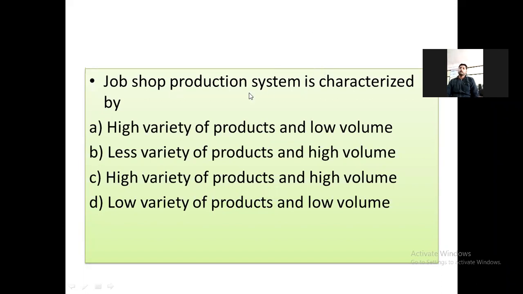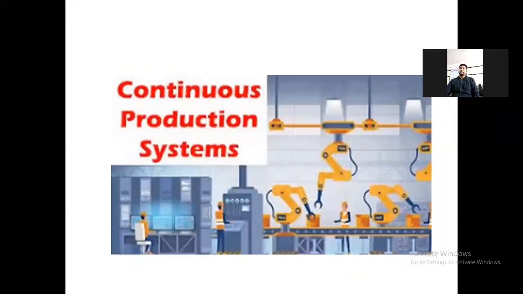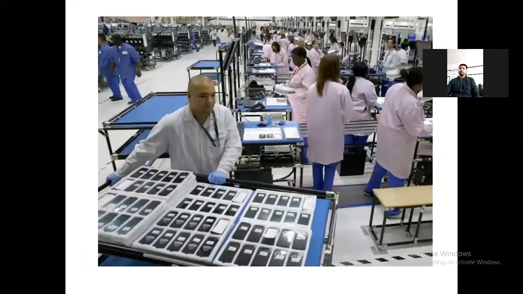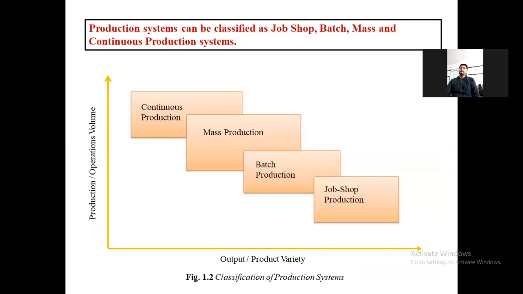So for that, I would like to show you one diagram that we have already discussed. Before the starting of this particular types of production system, we have discussed one diagram, and on that basis we have segregated different types of production systems. So the question is related to the job shop production system.